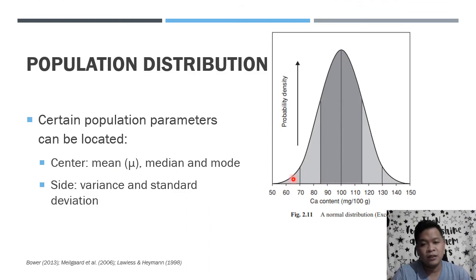So for a population distribution following the normal distribution, the center would be the mean and median and mode as well. So if it's not a normal distribution, it's possible for the median and mode to be different from the mean. And then towards the side, we could see the variance and standard deviation.